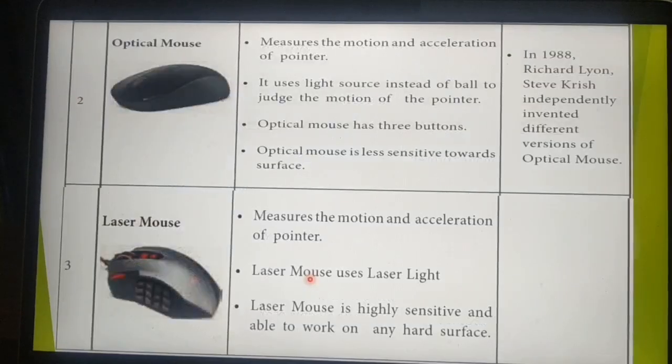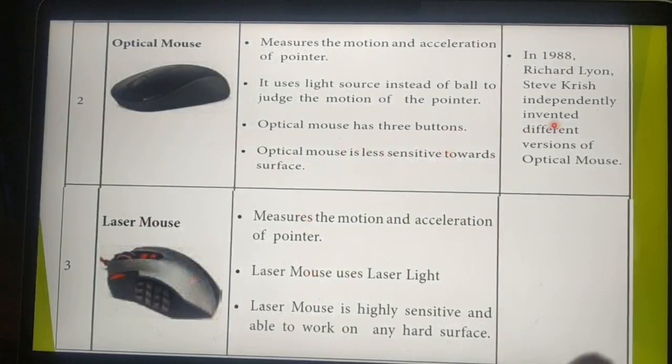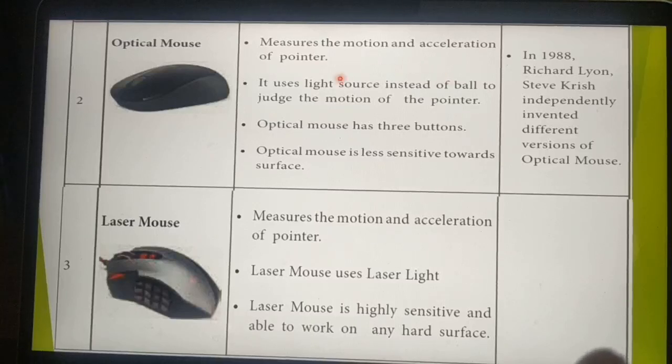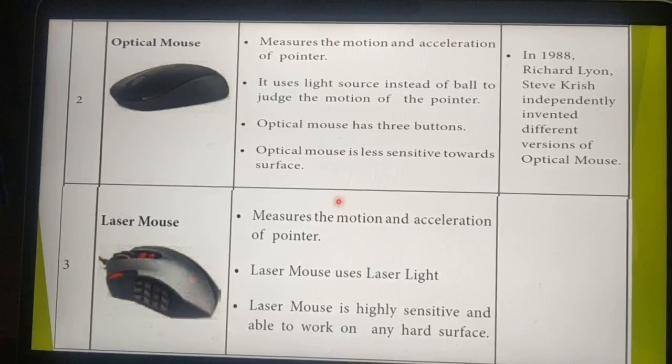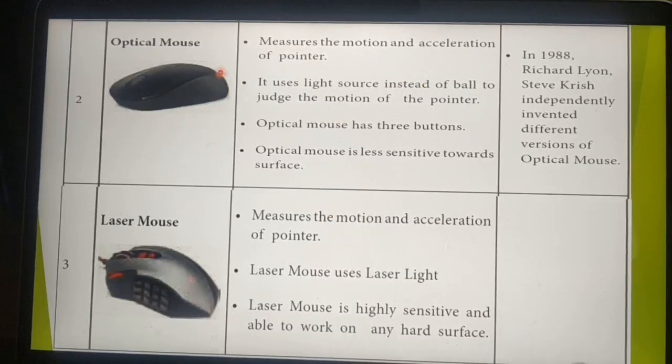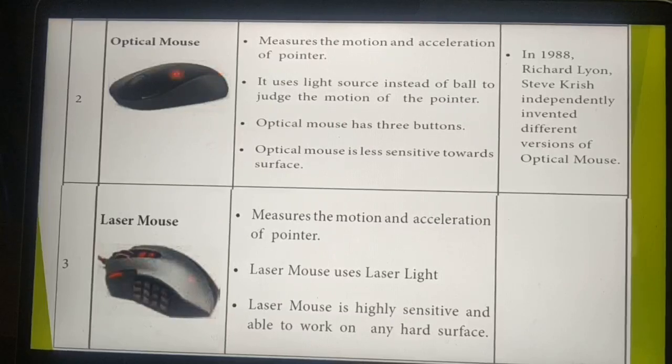Next, the second one is the optical mouse. This optical mouse was invented by Richard in 1988. This optical mouse and laser mouse work based on the motion and acceleration of the pointer. That is important. This optical mouse uses optical light instead of a ball.